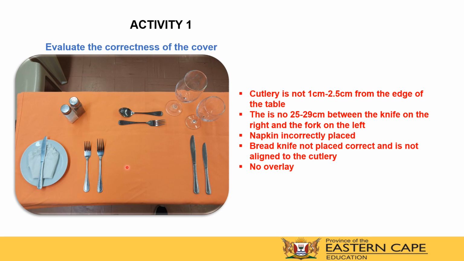It needs to be aligned to the main course fork. There is also no overlay on this table. You can also add that there's too much distance between the dessert spoon and the dessert fork, and the wine glasses are not at 2.5 centimeters. Also, there are no table decorations, no menu, and no table numbers. Those are also things that you can add to your response.